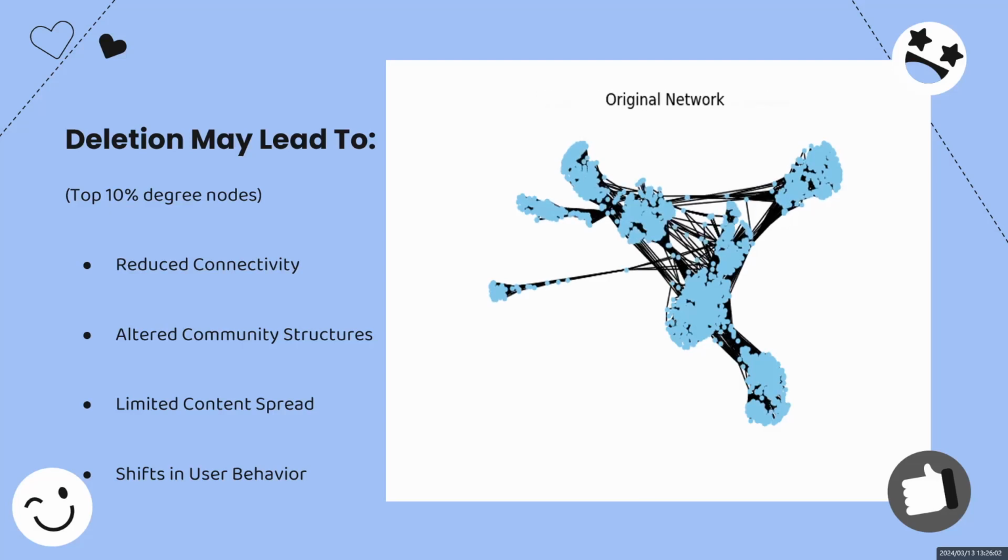And the third outcome is limited content spread. Without these nodes, content propagation could face severe restrictions, decreasing the reach and engagement levels of the content across different communities. The last is shifts in user behavior. The absence of significant nodes might prompt users to seek new connections and content sources, potentially altering their engagement patterns on the platform. While some may explore new groups and content more actively, others might disengage due to feeling disconnected from mainstream social media.